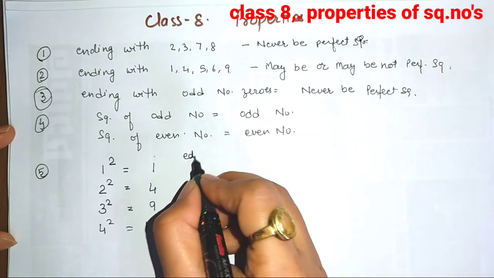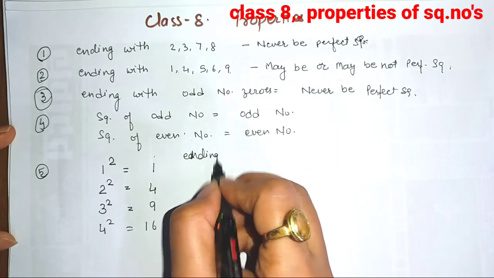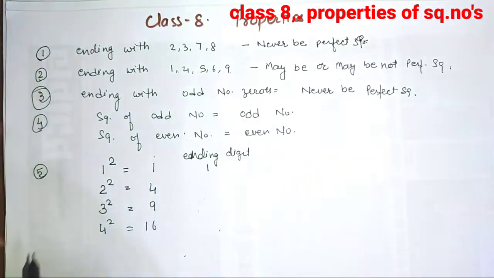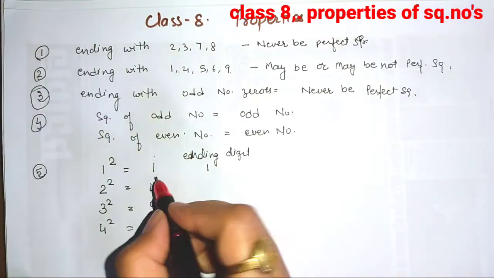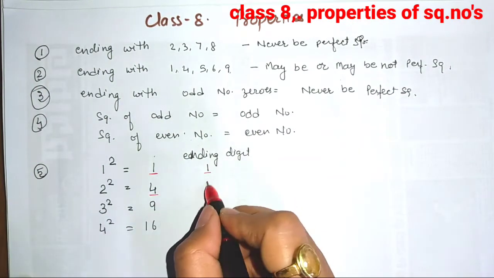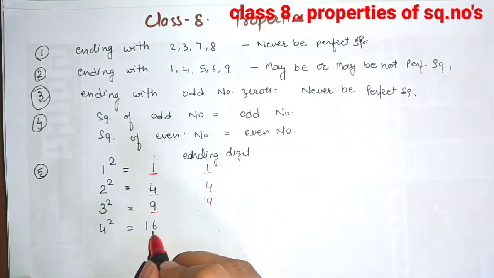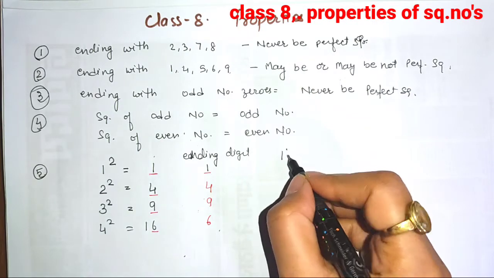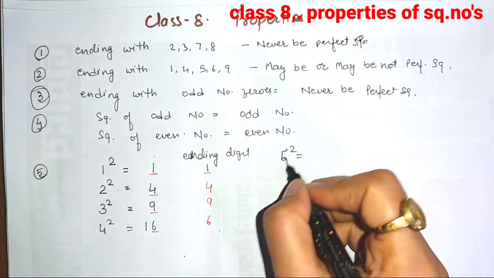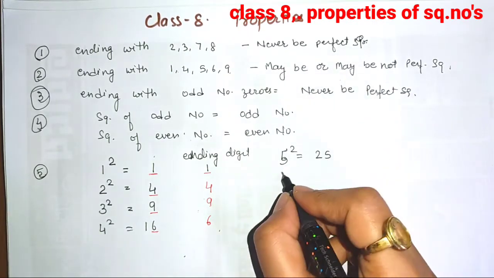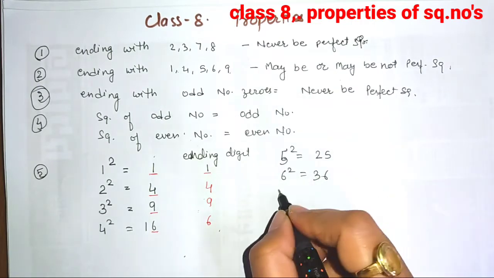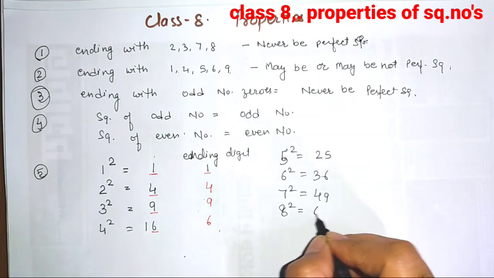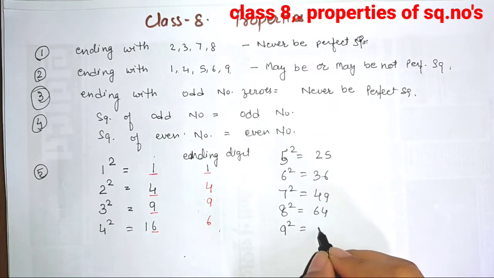So what will the ending digit be? It will be 1 over here. At the ones place, only 1. Here it can be 4, it can be 9. Here it will be 6 only. The same way, if I square 5, I get 25. 6 squared is 36. 7 squared is 49. 8 squared is 64. And 9 squared is 81.